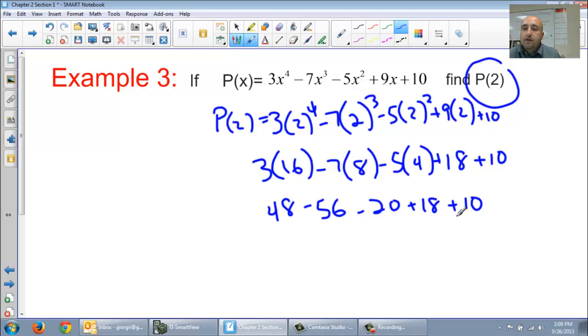Okay, so let's see what we get here. What is 18 plus 10? It is 28. 28 take away 20 is 8. So we're done with this. This and this is all equal to 8.